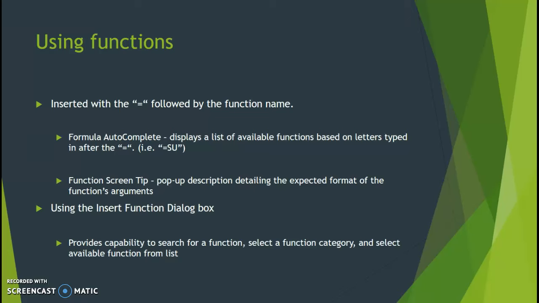In addition to the autocomplete, there is the function screen tip. This is a pop-up that details the expected format of the particular function you're using, what those arguments are. And we'll go ahead and show a demonstration of that once we get to the Excel worksheet. In addition to just entering in the equal sign, you can also use the insert function dialog box. Again, this provides the capability to search for a function, select the function category, and then also drill down into selecting the function from the available list provided there.